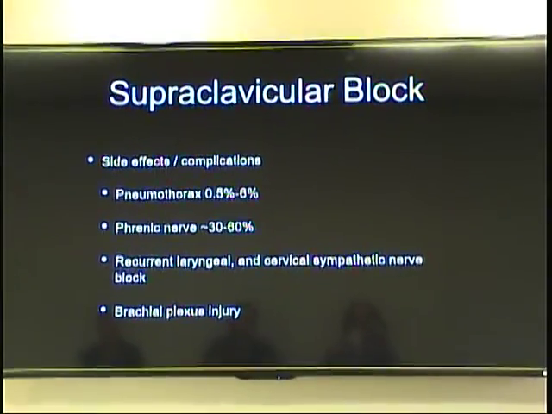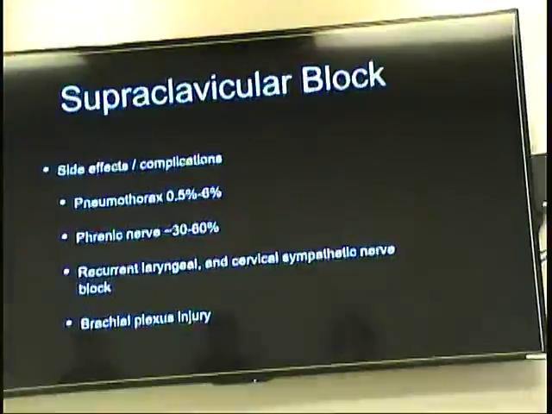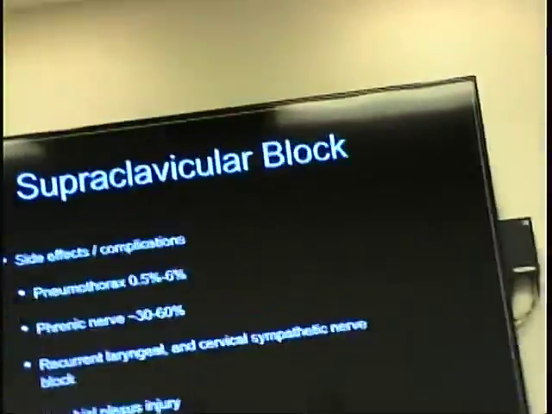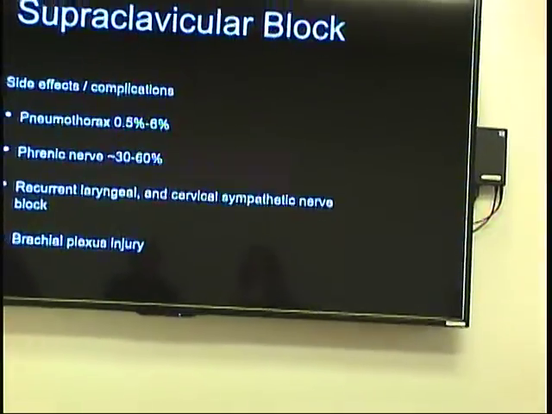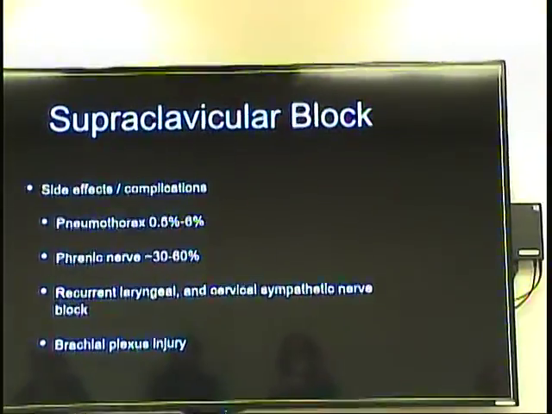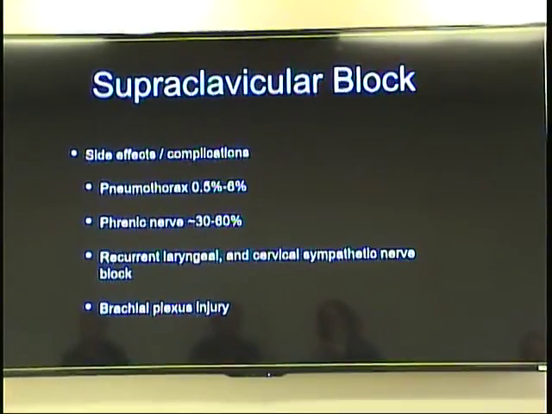Yeah, and then similar things apply to the recurrent laryngeal and cervical sympathetic nerve block, because you're still pretty close. But this is a volume thing. So if you want to do a supraclavicular block on someone you might be worried about with COPD, maybe you do a lower block, or maybe you use a higher concentration but a lower volume, so it's not spreading upwards as much. And then infraclavicular, this is under the clavicle.